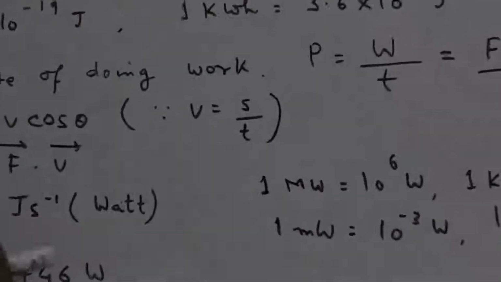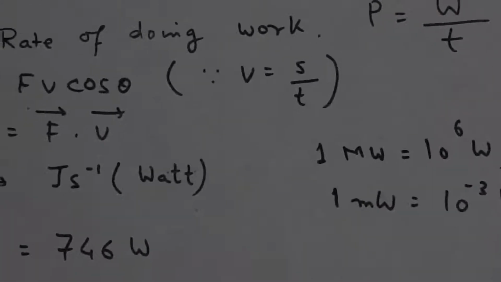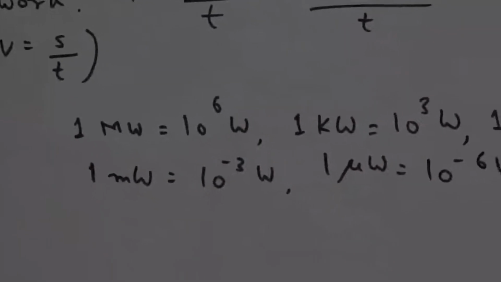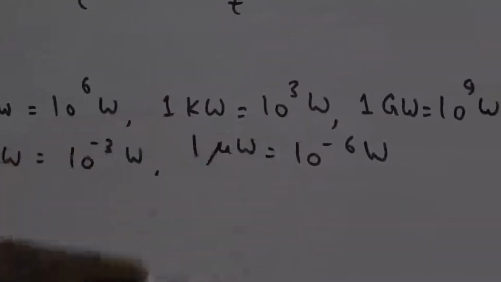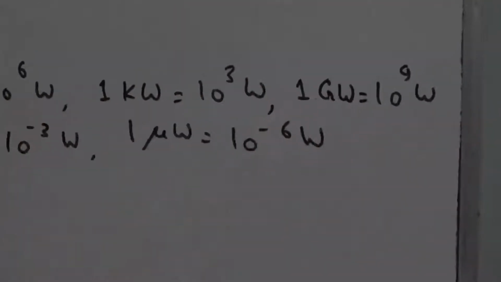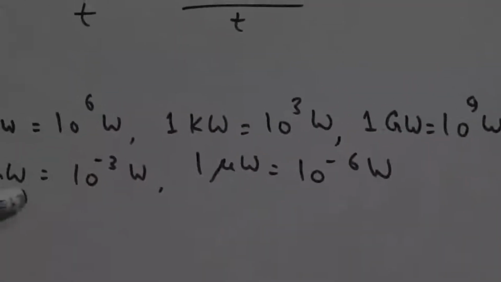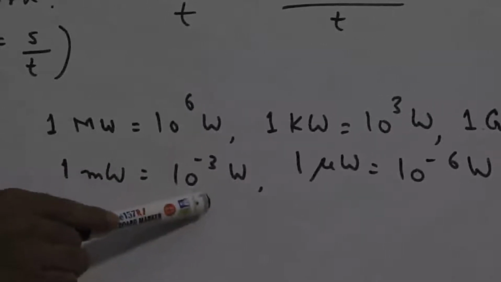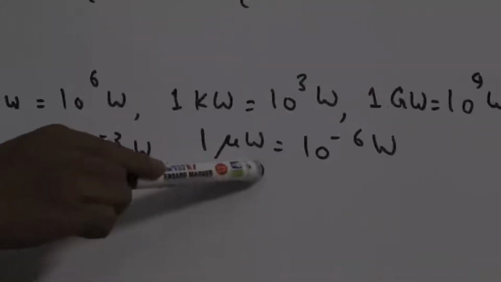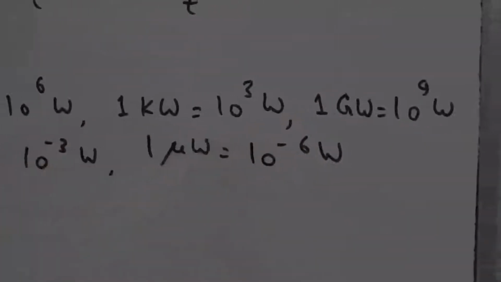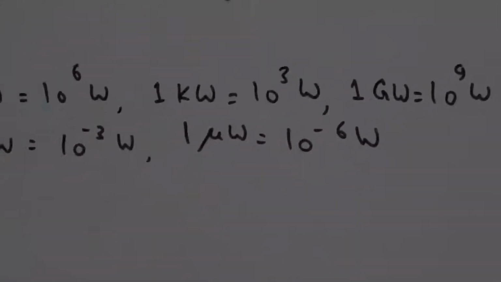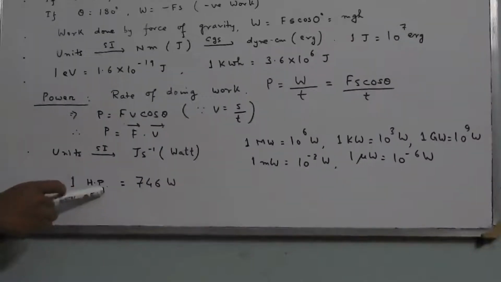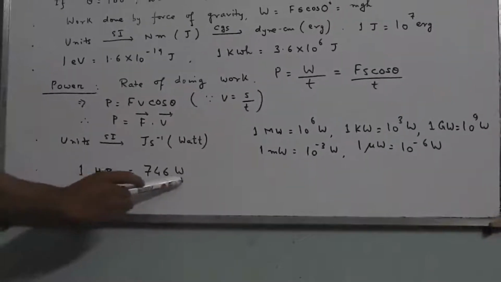There are different higher and smaller units of watt. Say for example, megawatt means 10 to the power 6 watt, kilowatt means 10 to the power 3 watt, gigawatt means 10 to the power 9 watt. The smaller units are milliwatt, with a small m W. Milliwatt is 10 to the power minus 3 watt, and microwatt or mu W is 10 to the power minus 6 watt. Another commercial unit of power is horsepower, and you have to remember this conversion factor: 1 horsepower equal to 746 watt.